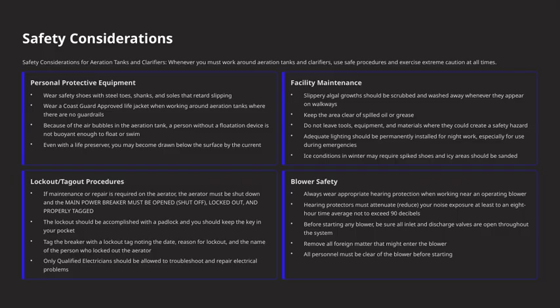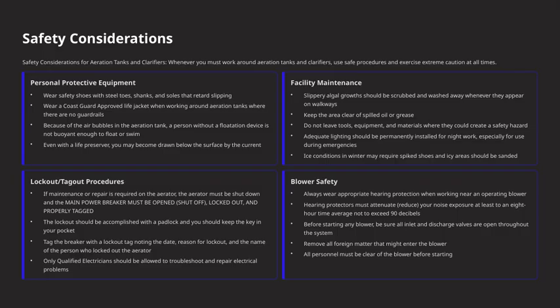Facility maintenance also plays a key role in safety. Regularly scrub and wash away slippery algal growths on walkways. Keep the area free of spilled oil or grease, which can cause slips and falls. Make sure tools, equipment, and materials aren't left in places where they could pose hazards. Plus, ensure there is adequate lighting, especially for night work or emergencies. During winter, icy conditions might require spiked shoes, and sanding icy areas is essential to prevent slips.